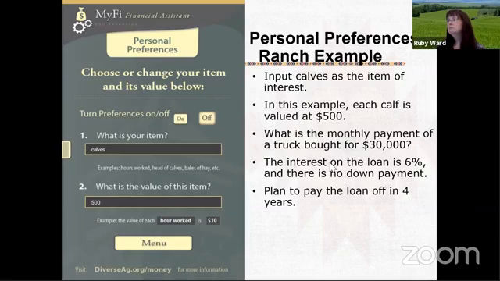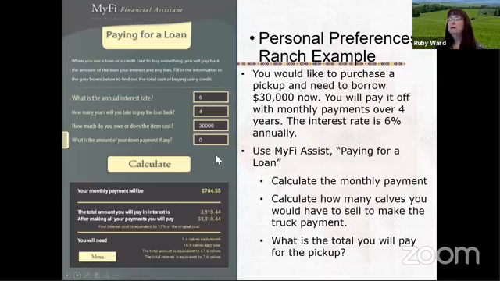So we're going to look at you buying a truck for $30,000. The interest rate on the loan is going to be 6%. There's no down payment. We plan to pay it off in 4 years. There are various things that you can do in the app, but one of them is paying for a loan. If you pick paying for a loan, this is the screen that pops up.